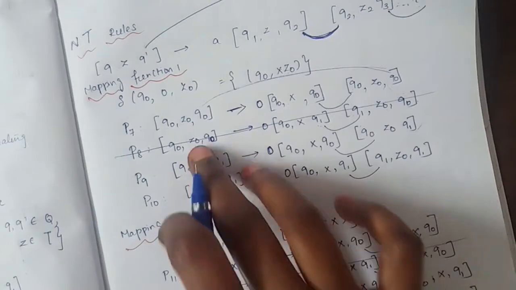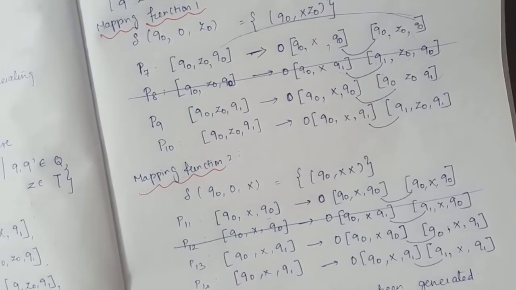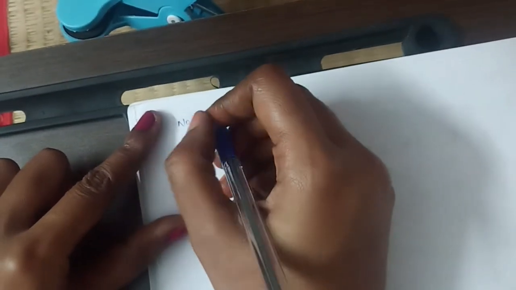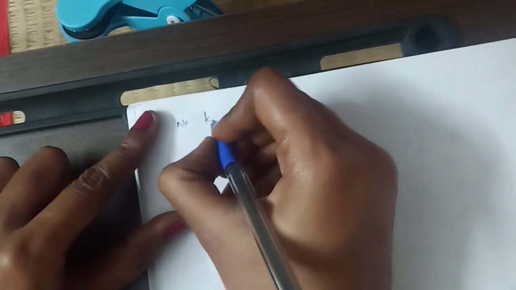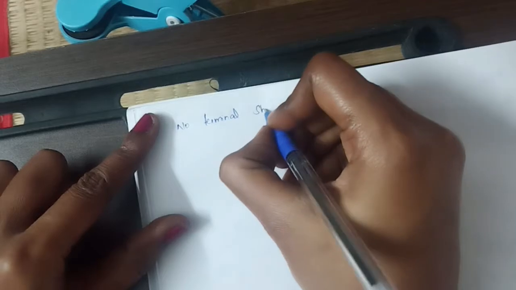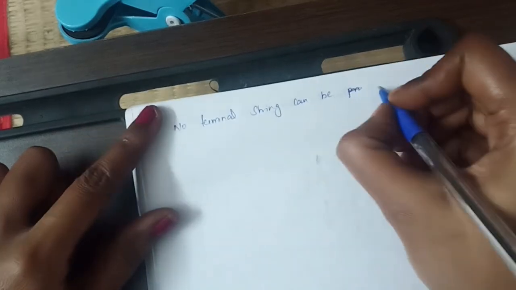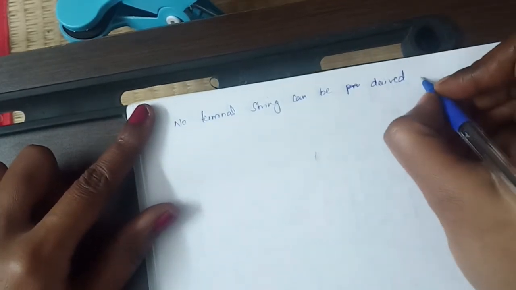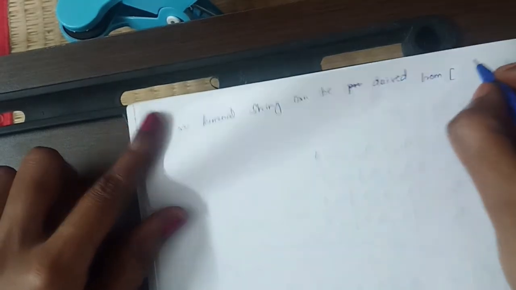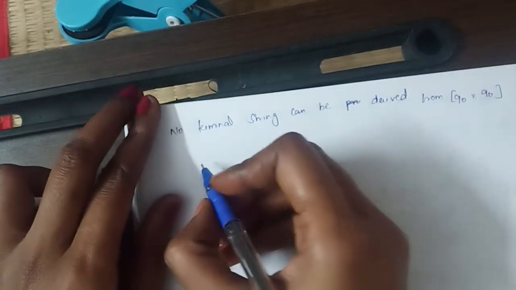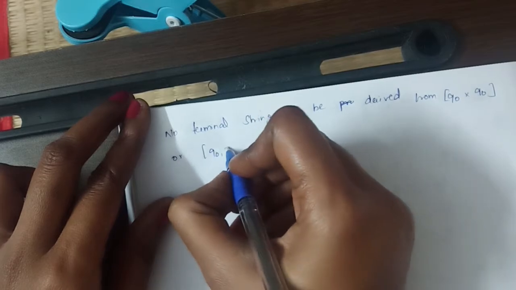So these things I have eliminated in the first part. After that, when we see the second result, I have found that no terminal string can be produced or derived from q0 x q0, or q0 is it q0.